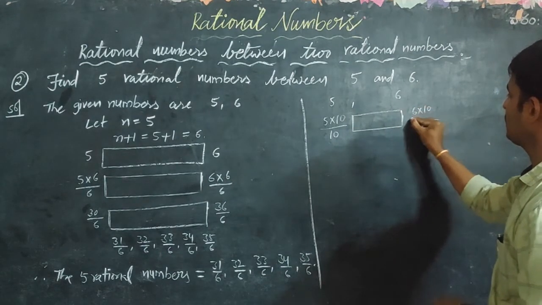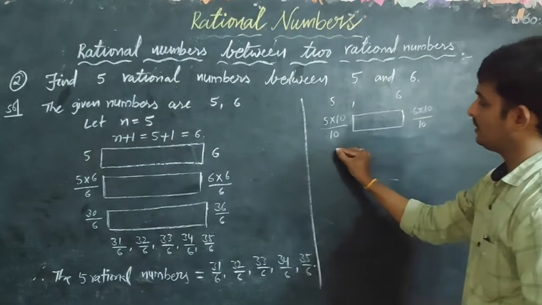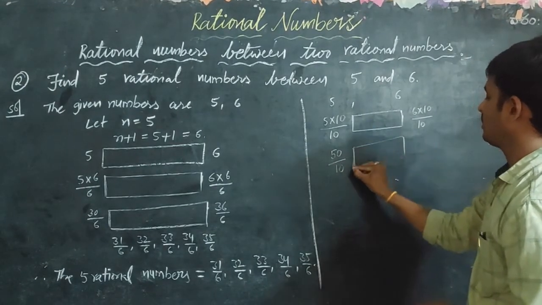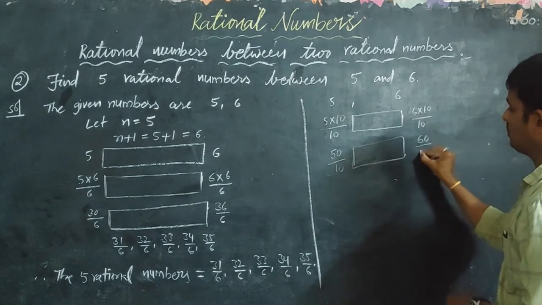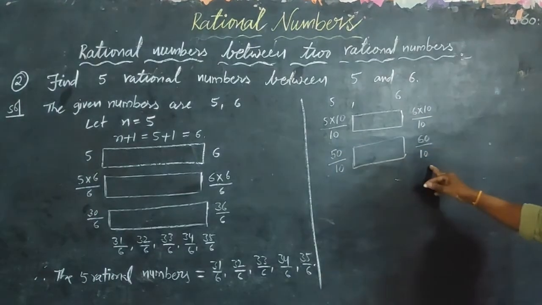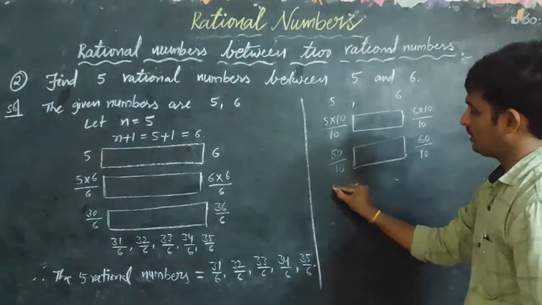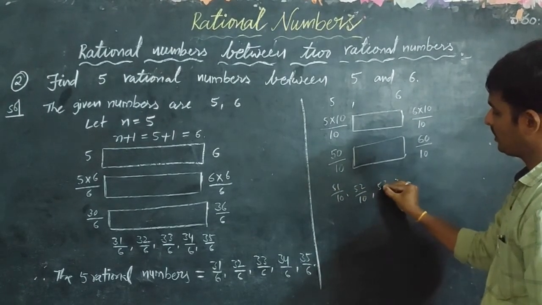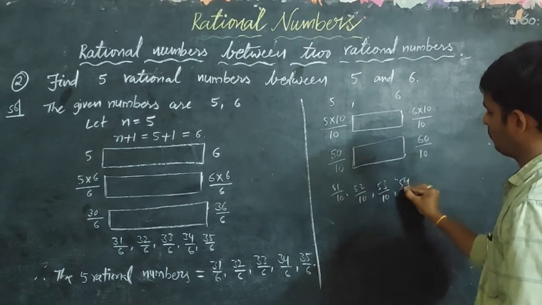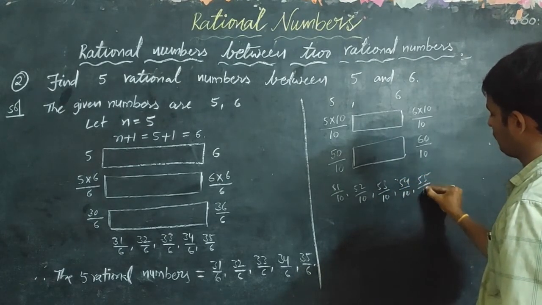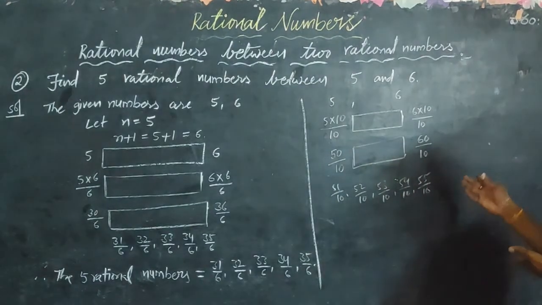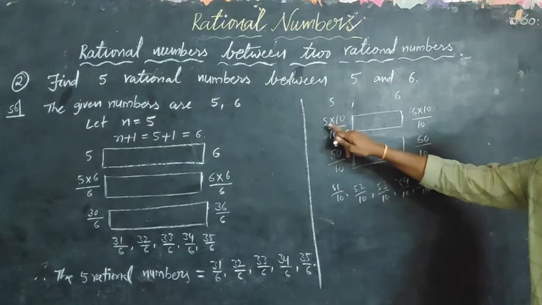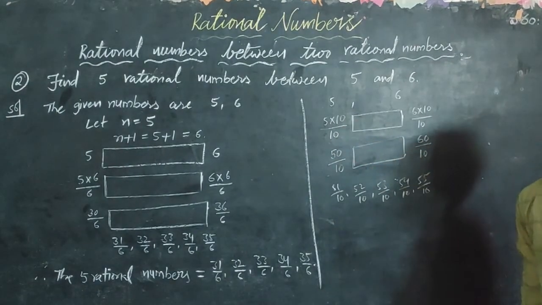The same way here, 6 into 10 by 10. That means we get 50 by 10 here, and 60 by 10 here. Now write the rational numbers between 50 by 10 and 60 by 10. They are 51 by 10, 52 by 10, 53 by 10, 54 by 10, and if we want 5 numbers, 55 by 10. If you want 10, you can write 56, 57, 58, 59. We will get 9 rational numbers. If you multiply with 100, 5 into 100 by 100, we will get 99 rational numbers.